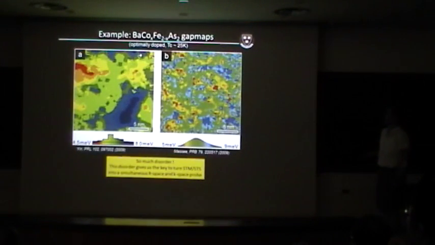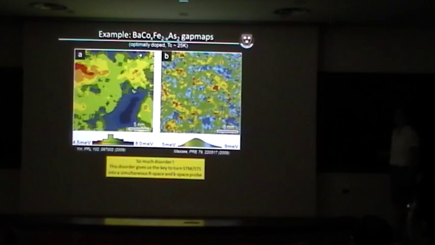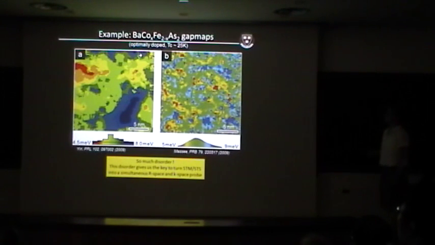And here's an example of gap maps on an iron superconductor. This is optimally doped cobalt-doped barium 122. And both my group and Mark Golden's group have mapped the superconducting gap as a function of location in approximately the same area. And we find similar histograms, although we disagree slightly about the length scales involved. I'm finding a length scale that's more similar to that seen in the cuprates, but both of them on the order of a few nanometers.